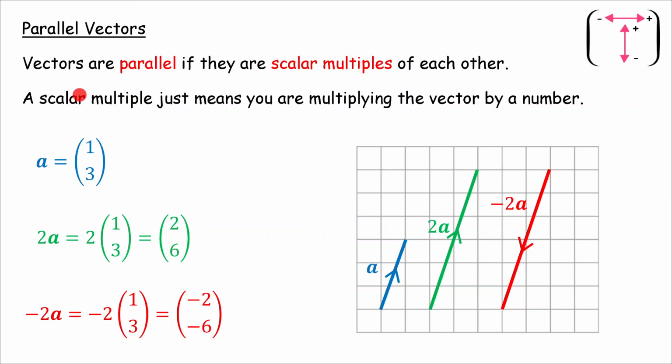That's really important. So I've just taken my vector a and I've timesed it by a number. The first green one, I've timesed it by 2. The red one, I've timesed it by minus 2. So vectors will be parallel if you take a scalar multiple. You're just timesing your vector by a number. Hopefully that's given you a bit of a visual representation of what parallel vectors is all about.